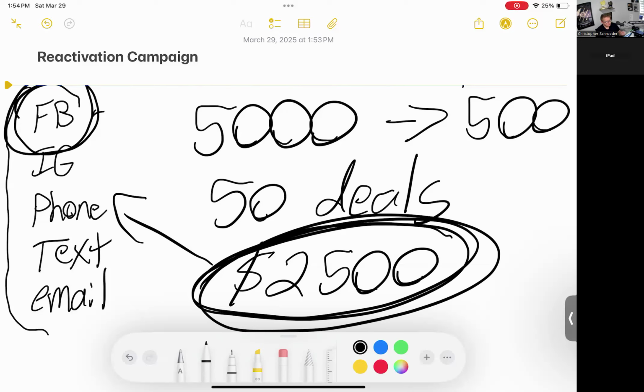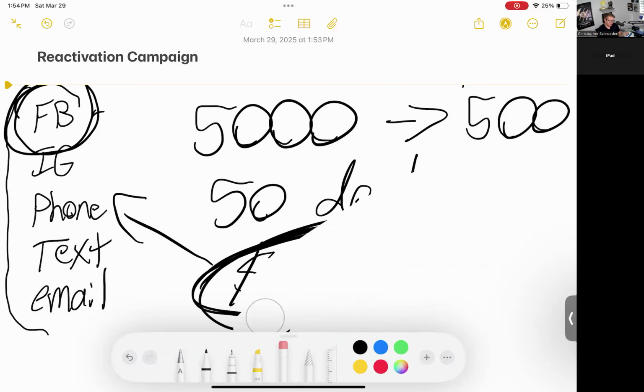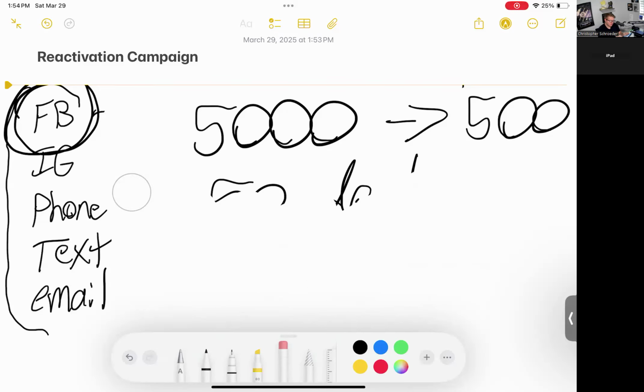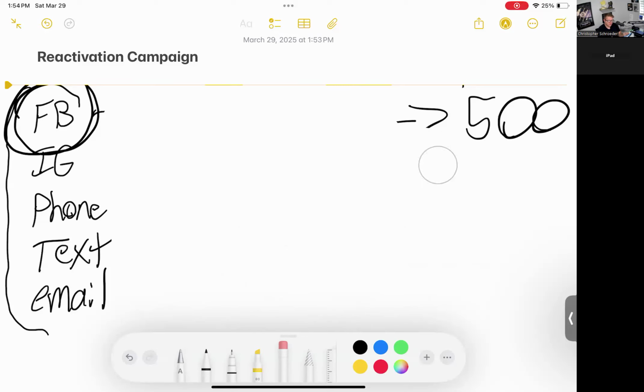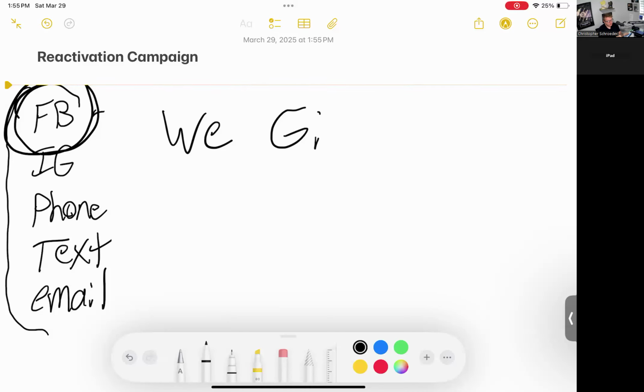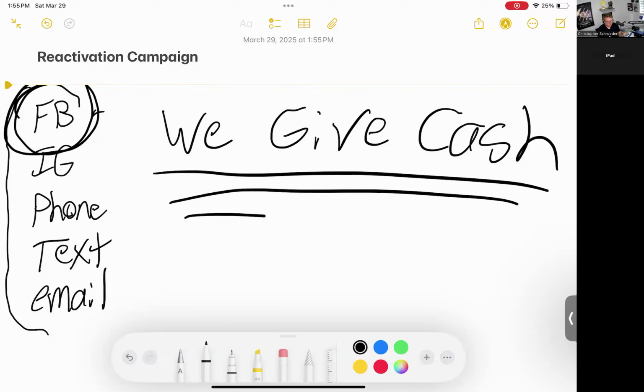Guys, we have the greatest offer in the world with this, okay? I know I say this all the time, and I say it for this reason: we have the greatest offer in the world. We give cash. Right? It's very hard to beat an offer like this. All you have to do is reach back out and say, "Hey, do you want any more money?"